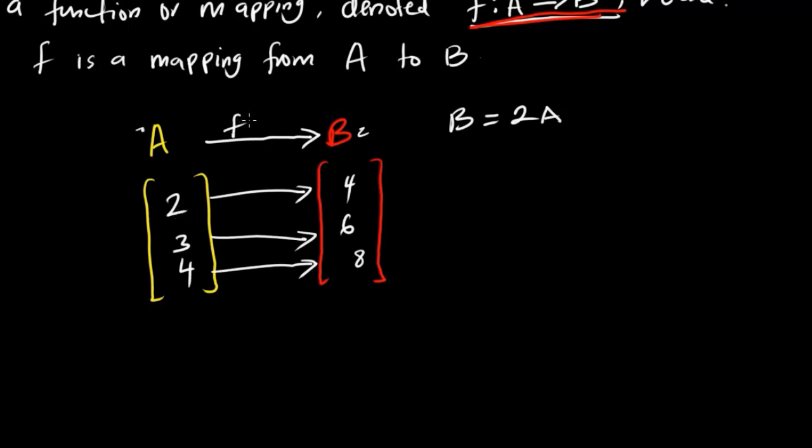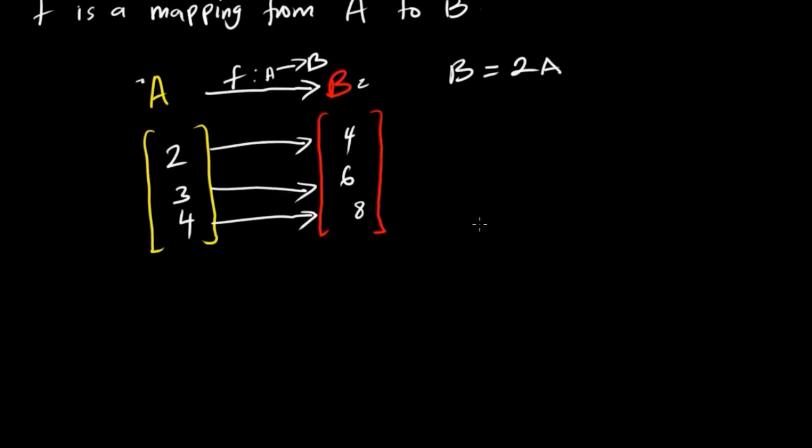So we refer to this as a function of A to B. We say that f is a mapping from A to B. And the way that we can read it is if you write y equals f of x, we simply say that y is a function of x.